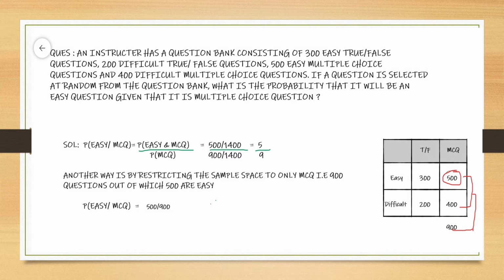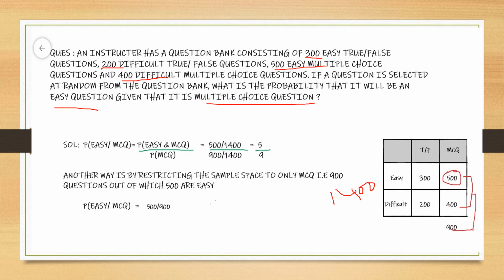So for easy true-false questions, from here I can take 300. The difficult true-false questions are 200, so it is here 200. Here 500 easy MCQs, so I'll put it here, and the 400 difficult MCQs are here. So in total, the number of questions is 1,400. Now, the event which I desire is getting an easy question, whereas the event of a multiple choice question has already happened.